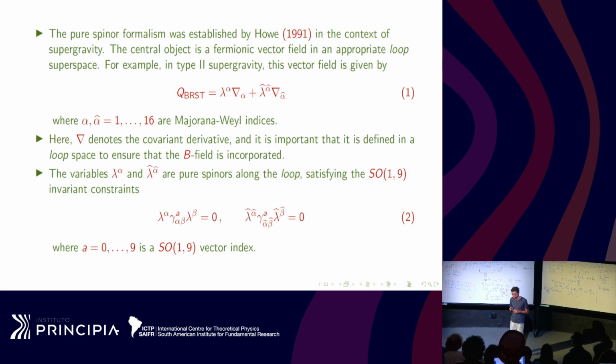For example, in type II supergravity, this vector field is given by equation 1, where alpha and alpha hat are Majorana-Weyl indices. This nabla denotes a covariant derivative, and it's important that it's defined in loop space so that the B field is incorporated. The variables lambda and lambda hat are the pure spinors along the loop, and they satisfy a constraint given by equation 2. This constraint is SO(1,9) invariant.